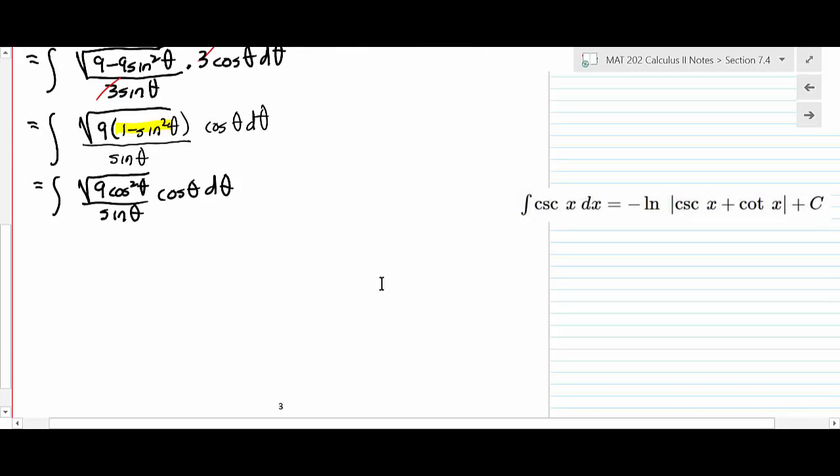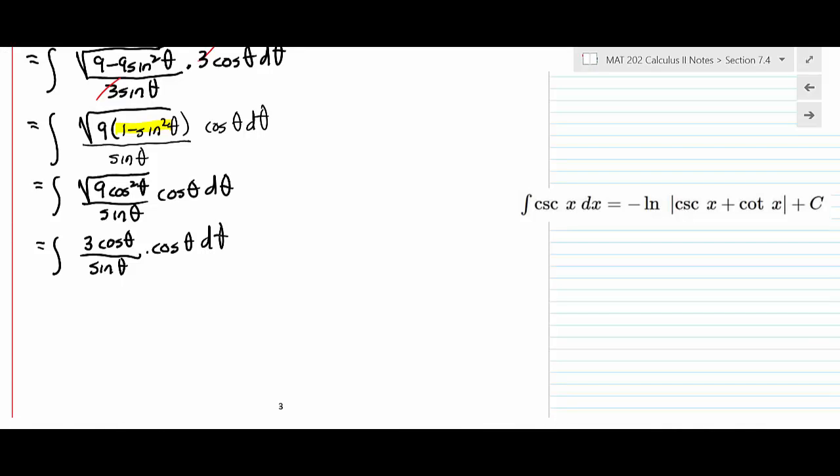Well, let's see kind of where this leads us now. So now I've got the integral of 3 cosine theta over sine theta times cosine theta d theta like that. So we don't have any radical. That's what happens. That's why the trig substitution works so well.